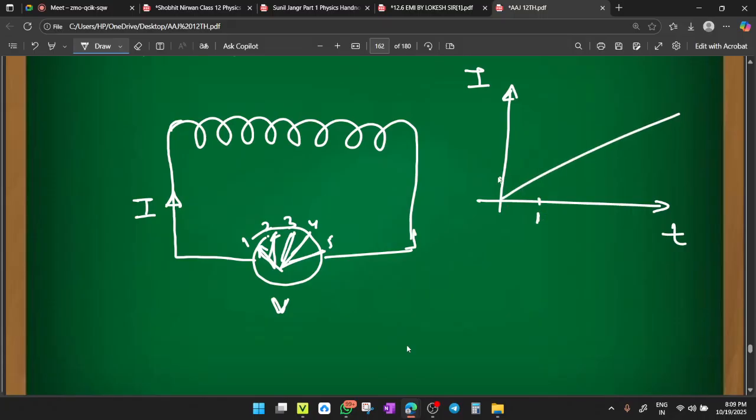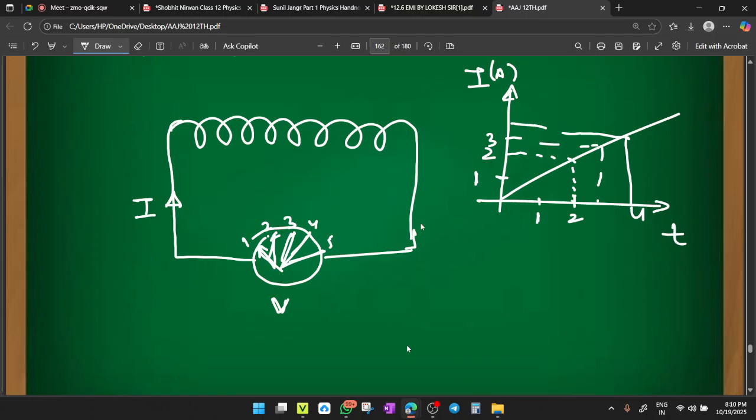For 1 second, your current is up to 1 ampere. Sorry, for 2 seconds, your current is varied to 2 ampere. In 3 seconds, your current is varied up to 3 ampere. And in 4 seconds, your current is varied up to 4 ampere.